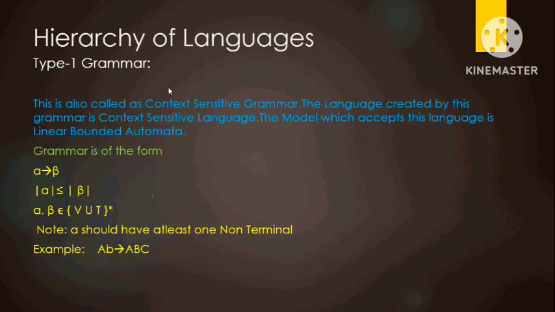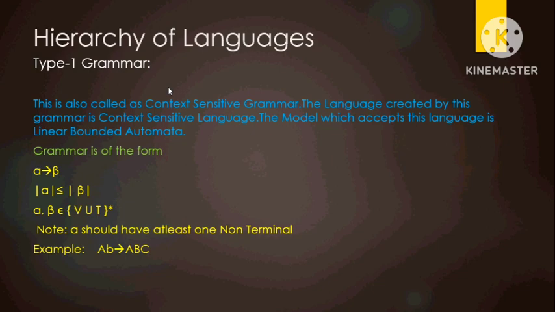The next is type 1 grammar. So what is type 1 grammar? Type 1 grammar is also called context sensitive grammar. The language which is created by this grammar is called context sensitive language. The model which accepts this context sensitive grammar is called a linear bounded automata. Now, what is the form of this grammar?